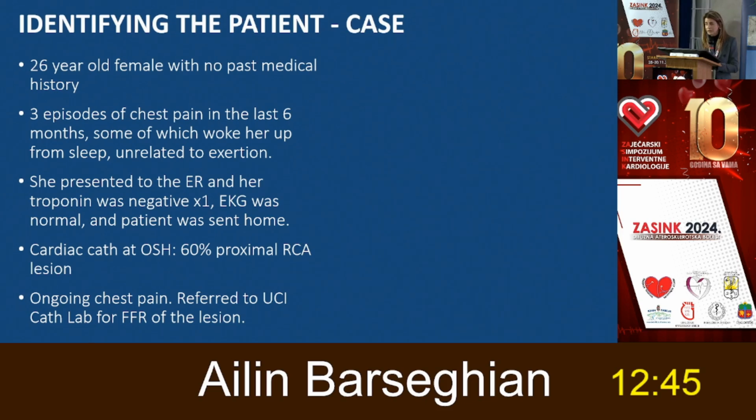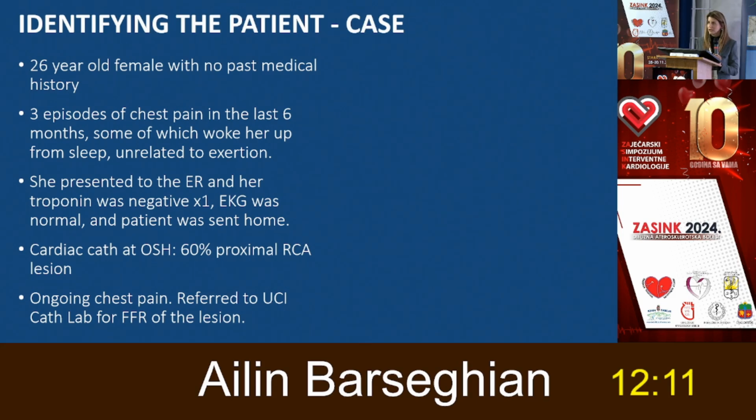So here's another patient. She's only a 26-year-old female. She's already had 3 episodes of chest pain in the last 6 months, some of which have woken her up in her sleep. They're unrelated to exercise. She already went to another ER and her troponin was negative and her EKG was normal and she was sent home. She went to an outside hospital. They did a cardiac cath and said she had a 60% lesion in the proximal right coronary artery.